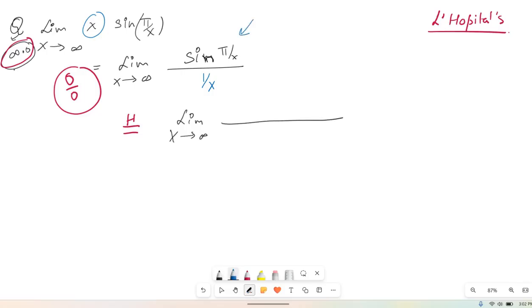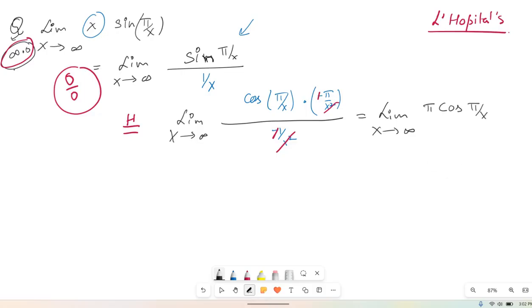Derivative of the numerator, what will be that? Cosine of pi by x times the derivative of the inside, negative pi by x square, using the chain rule. Derivative of the denominator is negative 1 by x square, so only 1 is there. And if you notice, the negatives can cancel and x square can cancel. So we simplify what we have left: cosine pi by x, there is a pi left, I can write it in front. And in the denominator, there's just 1.